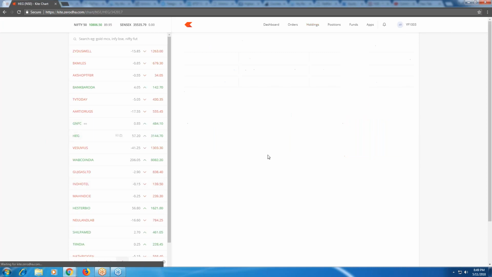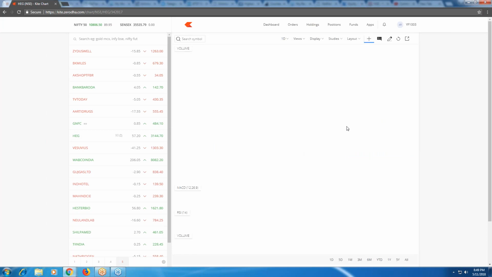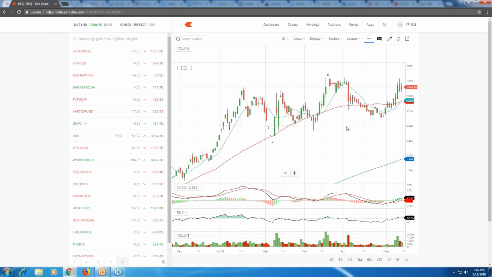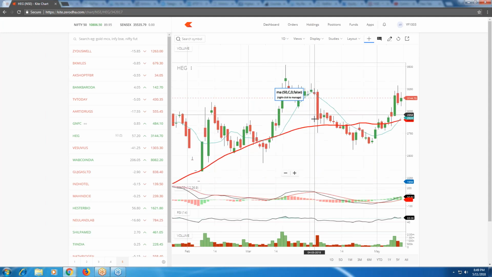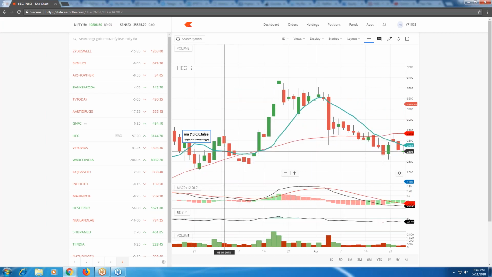My entry is at 2827. You could see it over there. Let me show you how and why I entered into it. I entered somewhere here at this time. Can you see the beautiful support the moving average was taking, right? When the candles left, somewhere here on this day, this is where I entered. 15th of March is when I created my position in HEG.